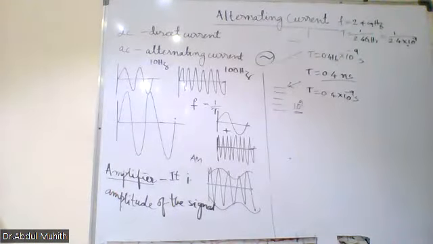Whenever anyone says alternate, there are two types. Everyone knows there are two types of current: one is DC current, one is alternating current. DC current means which is coming out from the adapter, and AC current means which is coming out from the wall. ये सब लोग को पता है.